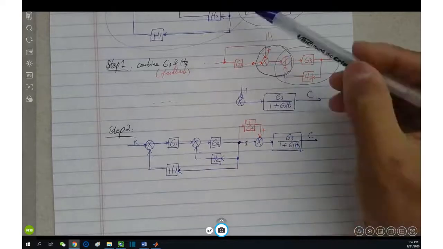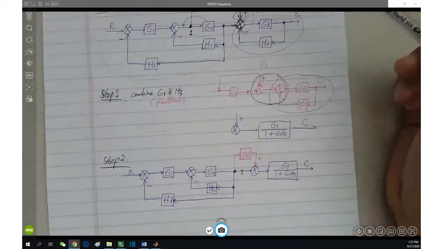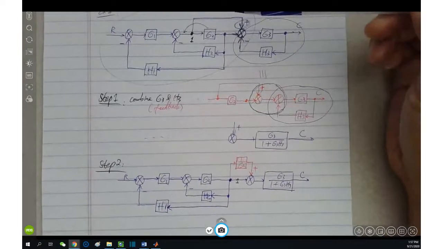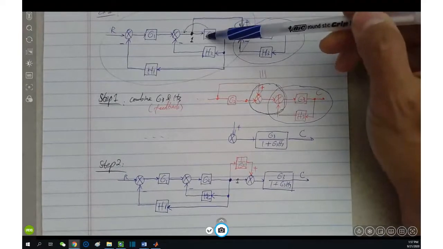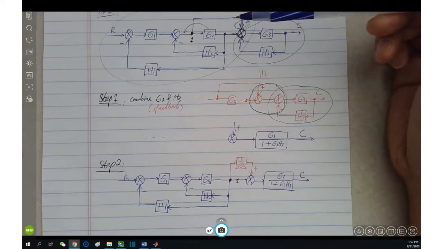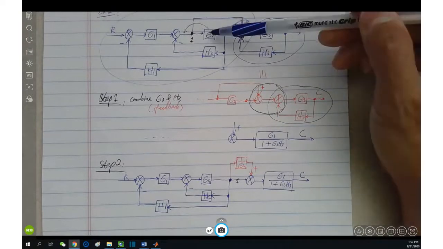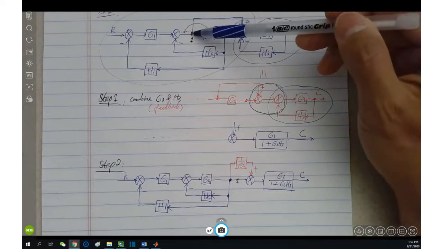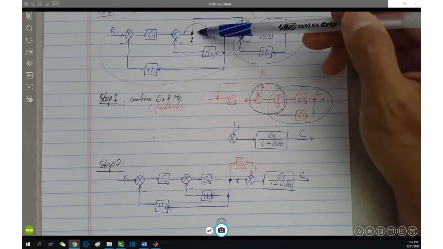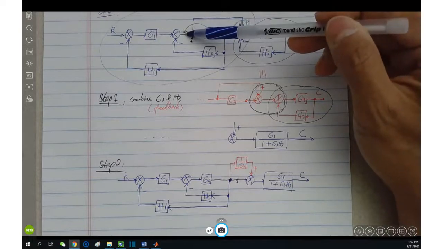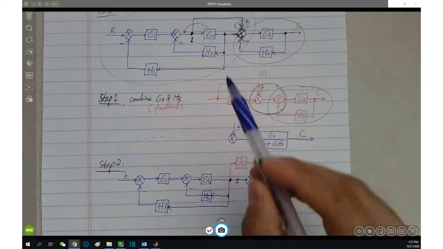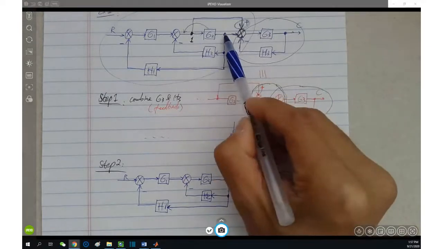You move G2 from the output end once again. Be very clear which block and which pickoff point. G2 is at the output end of pickoff point 1. You are moving it from the output end to the input end. So it already happened. Now the 1 here is combined with this one. You can go ahead to combine.